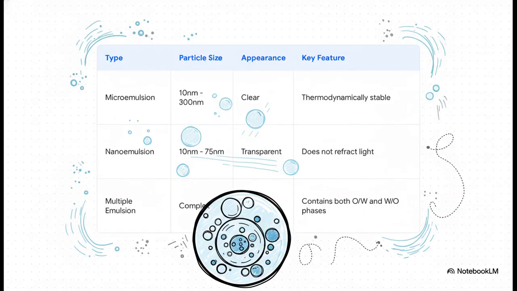And this is where it gets really cool. By playing with the size of the droplets, we can create some seriously advanced systems. I mean, look at microemulsions and nanoemulsions. The droplets are so incredibly tiny that the liquid actually looks completely clear. This is huge for things like IV drugs. And then you have multiple emulsions, which are kind of like those Russian nesting dolls, an emulsion inside of another emulsion. This lets us do incredible things, like controlling exactly when and where a drug gets released inside the body.